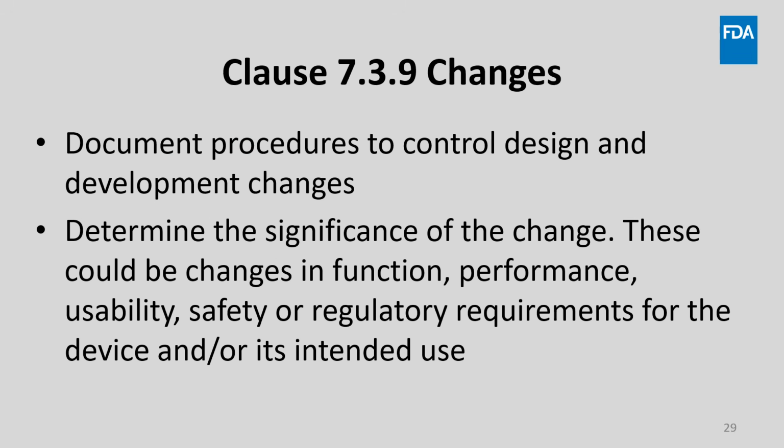Now, at some point in time, things will change, and next I will discuss the continual role design and development must play with these changes. Organizations must document procedures to control design and development changes. They must determine the significance of the change, and these could be changes in function, performance, usability, safety, or regulatory requirements for the device or its intended use.